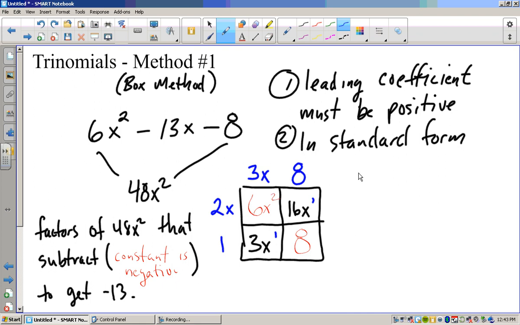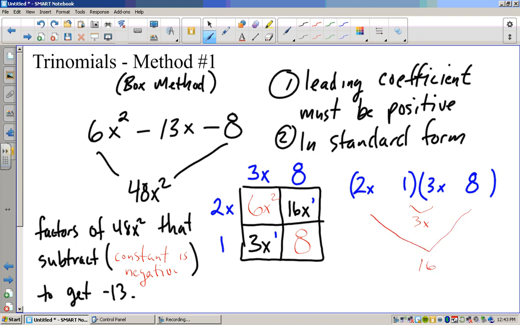Okay. So I have my two factors here, and I'm just going to put them in the box. And again, we haven't assigned any positives or negatives yet. We'll do that right here. We're going to talk about some different products here to help us determine what goes where. So I'm going to look at my inside product first, like 1 and 3x. That gives me 3x. And then I'm going to look at my outside product, 2x and 8. That's 16. Okay? I have to determine what's going to go where.